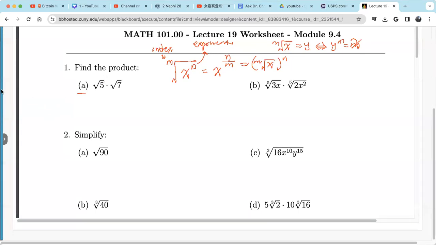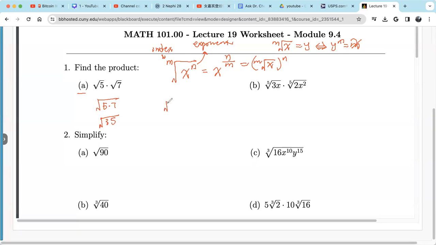So how do we multiply these two? Same index, that means we can put them under one index. We can put 5 and 7 together under one square root. So 5 times 7 is 35. So square root of 35. What does square root of 35 mean? It means if we square this number, we get 35. What does square root of 5 mean?